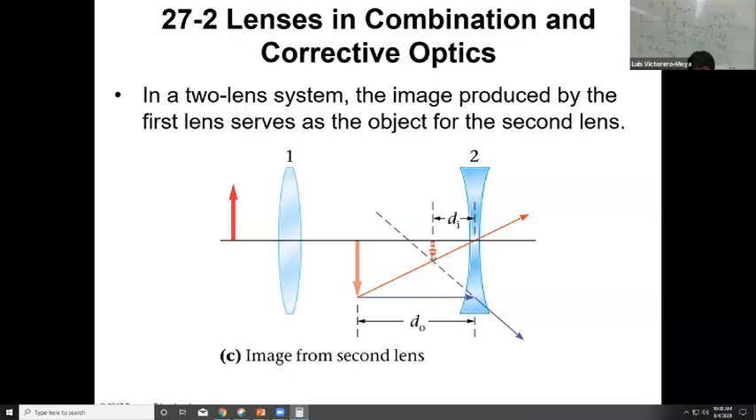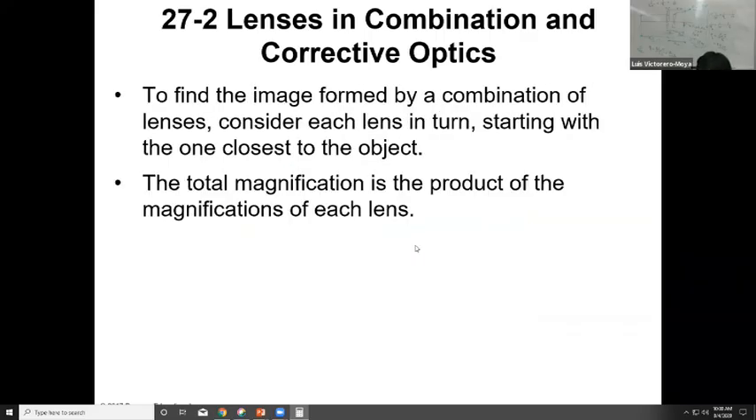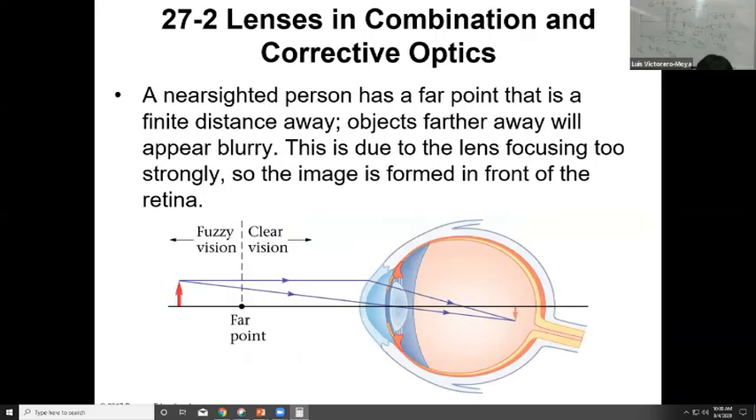You have the image due to this lens, and then you have the final image due to this image there, right? So this was the image of this object due to this lens, and this is the image due to the second lens, all right? So this is what we did already.